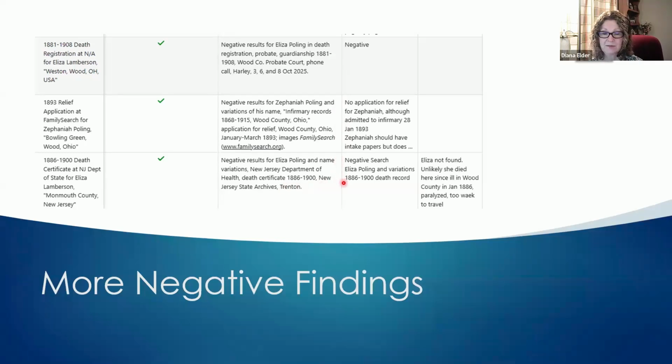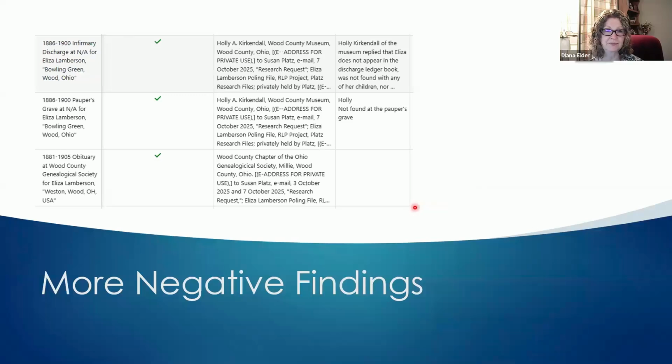And name variations, good to note. She's not found. Unlikely she died since she was ill in Wood County. And remember that Zephaniah had gone back to New Jersey. But again, this is good exhaustive search to see if possibly she was able to travel back and had died there. But the comment helps us remember that she probably didn't die out in New Jersey because she was paralyzed and she was too weak to travel in Wood County. Makes it seem less likely she would have gone back to New Jersey.